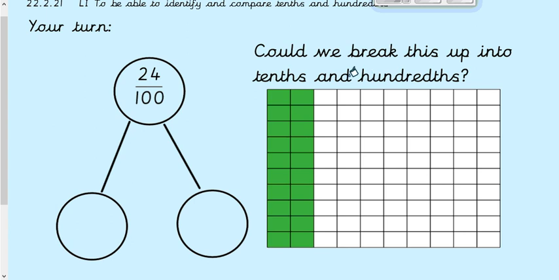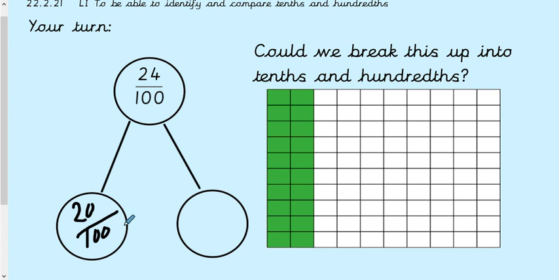Okay, so all I've done is shade in 20 hundredths because I know that there are 2 tens. So that's 1 ten, that's 2 tens. So that is 20 hundredths. So that's the first part of the part whole model.